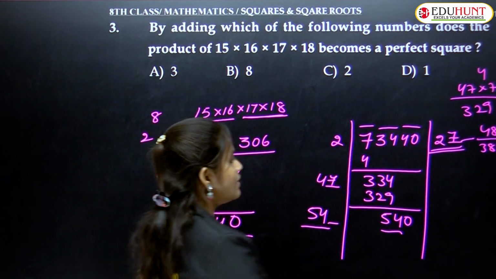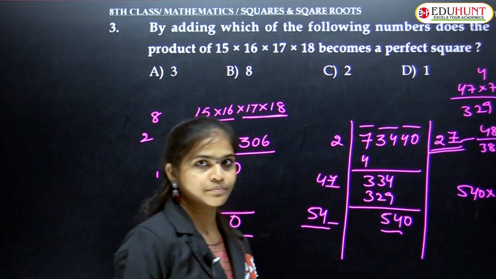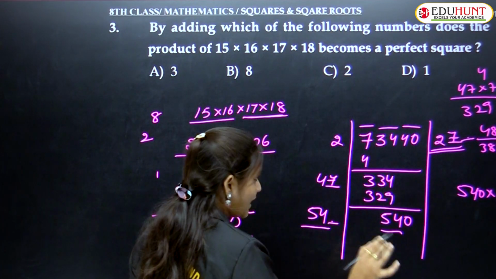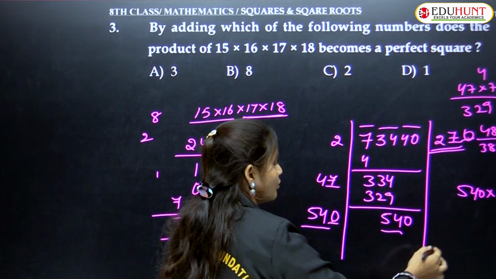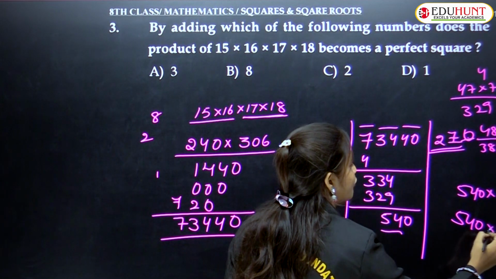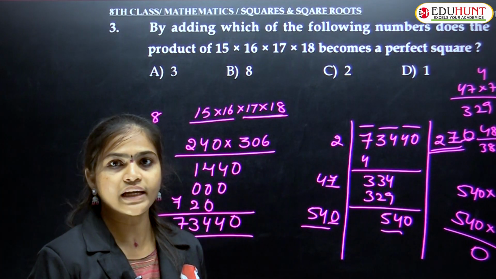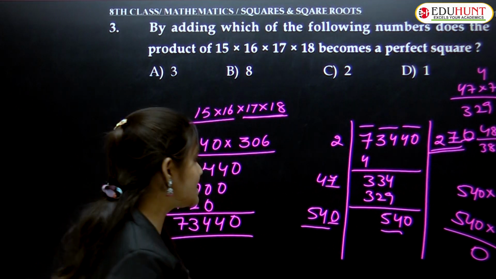So for example, 540 into 1 is equal to 540. But here, which number are we writing? The same number should be right here. So for example, if you keep 0 here and 0 here also, then 540 into 0, what will you get here? 0 only you will get here. Okay, you didn't get that 540. So that's why here you should not keep that 0.